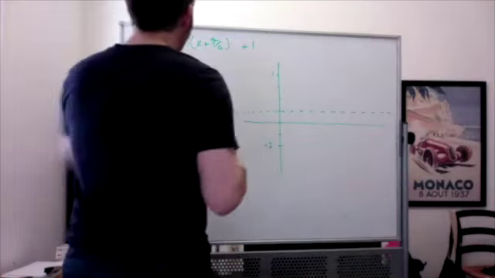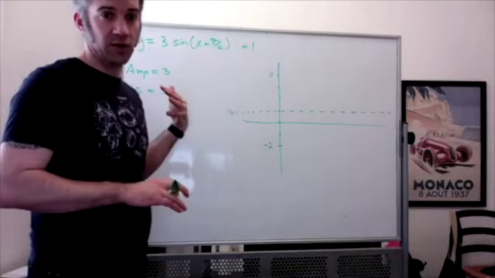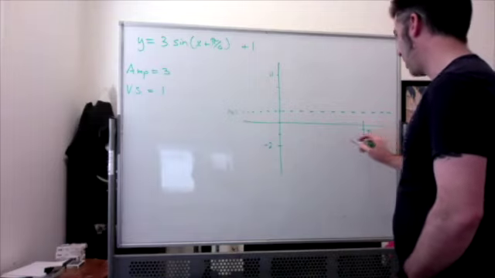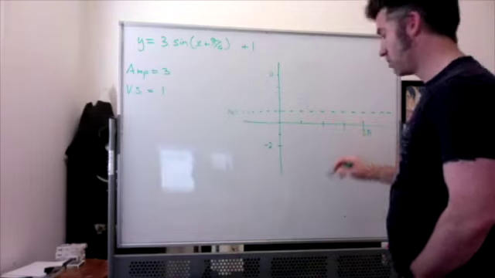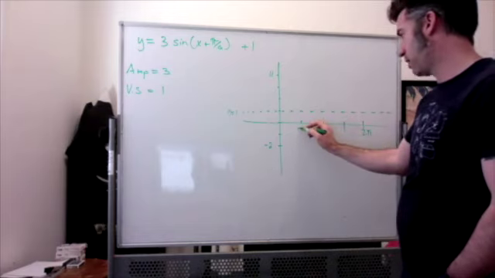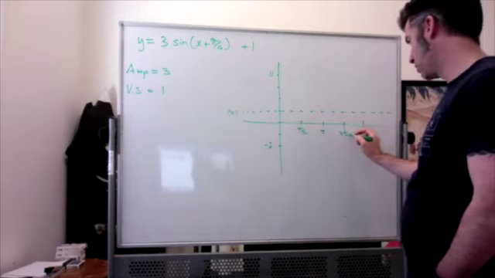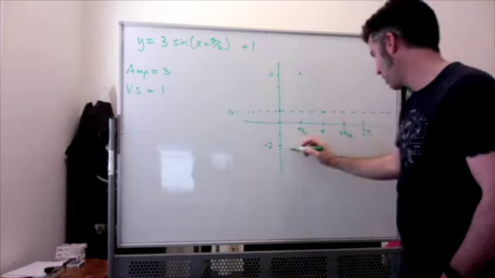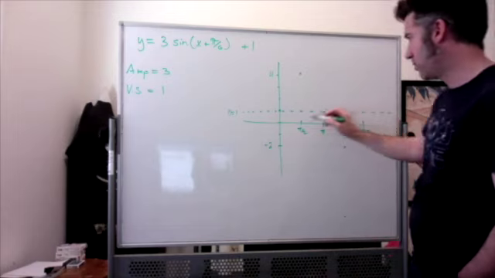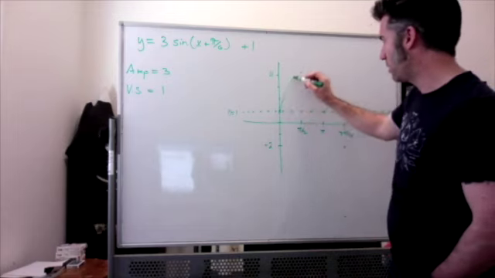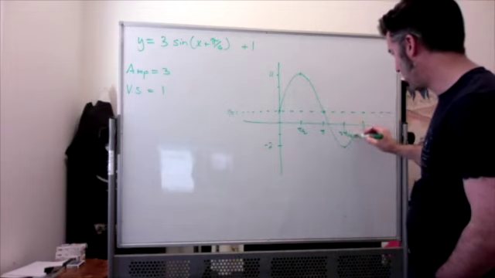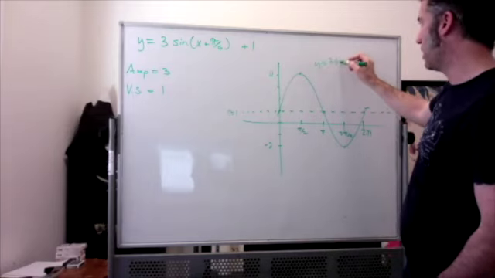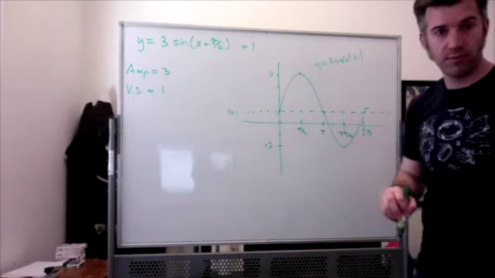If I didn't have this phase shift or horizontal shift, it would just be the usual: go to 2 pi, break it up into the 4 quarters, right? Pi over 2, pi, 3 pi over 2, and then sine would start at the middle, go to the top, back to the middle, then to the bottom, and back to the middle. So this graph here is not the graph that I want. This is y equal to 3 sine of x plus 1.